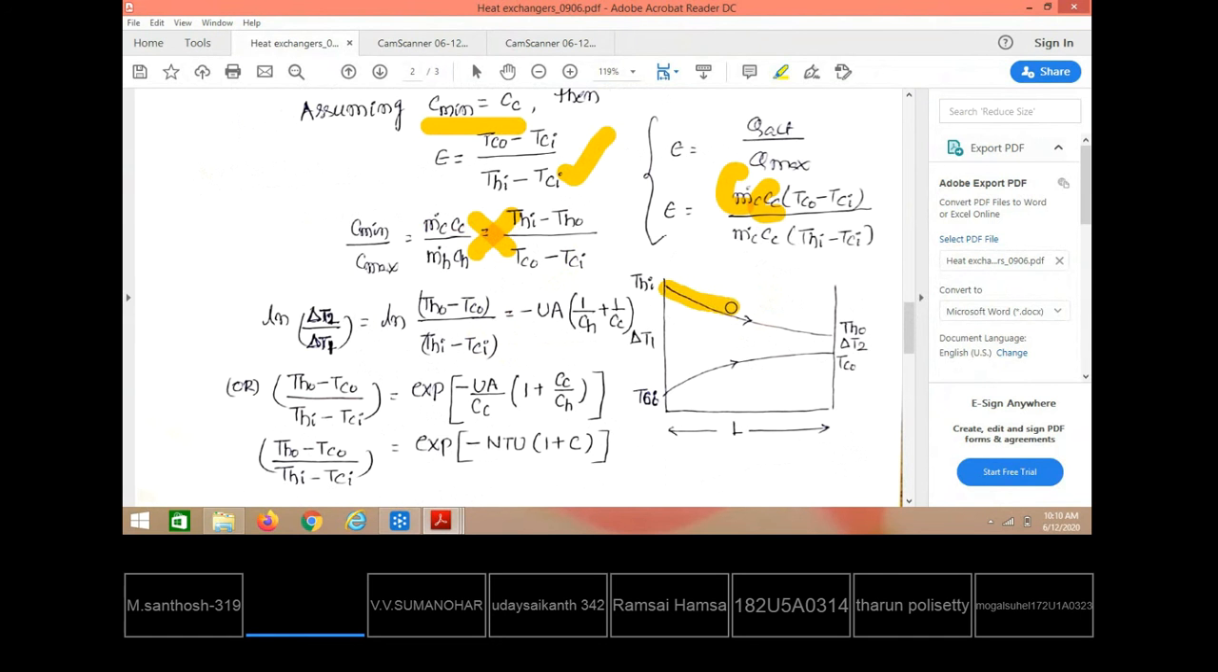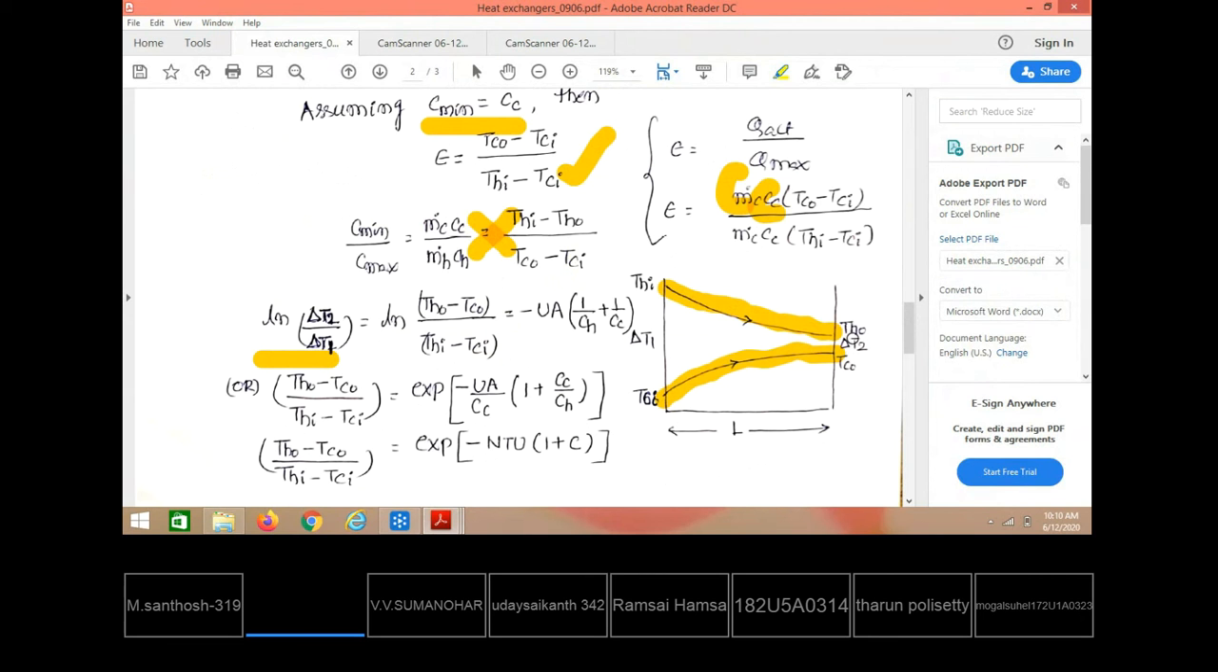For a parallel flow heat exchanger, hot fluid enters with T_hi and leaves with T_ho, and cold fluid, also flowing in the same direction, enters with T_ci and leaves with T_co. Delta T1 is T_hi minus T_ci, delta T2 is T_ho minus T_co. Therefore, from the LMTD relation, ln of delta T2 by delta T1, what have we written?